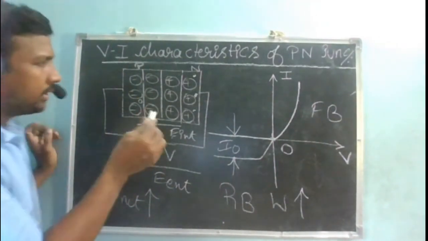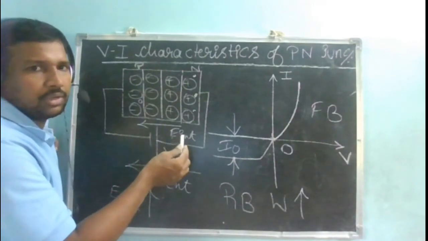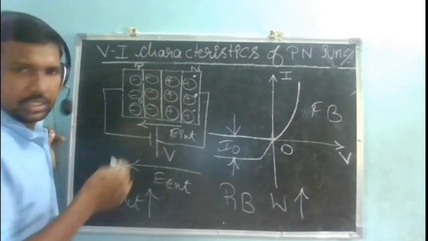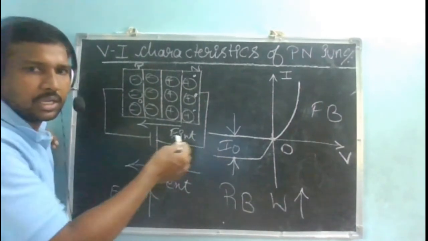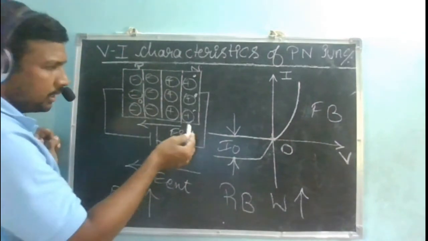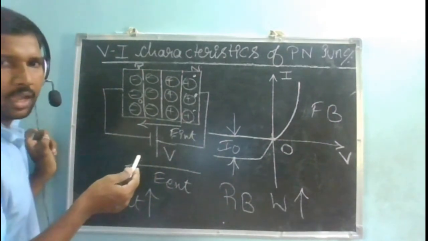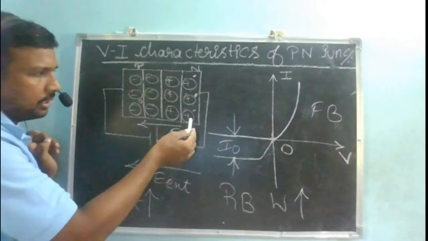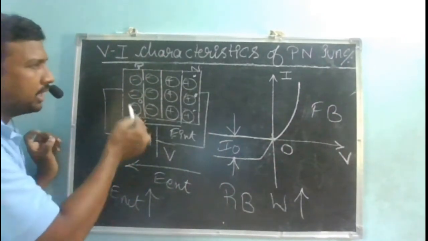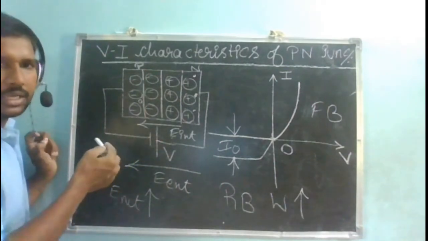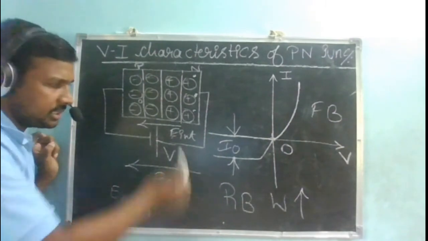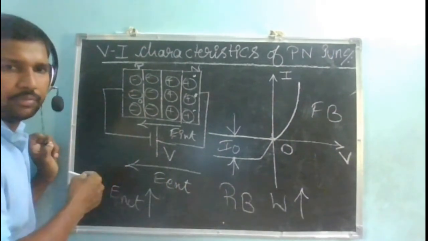No doubt that whatever holes are there will be moving in this direction. Is there any hole that is moving in this particular direction? What are the holes present in the N type? Minority charge carriers. What are the electrons present in the P type? Minority charge carriers. Tell me, what is the movement of those minority charge carriers due to this electric field, from right to left?